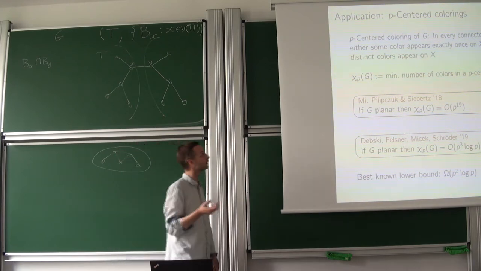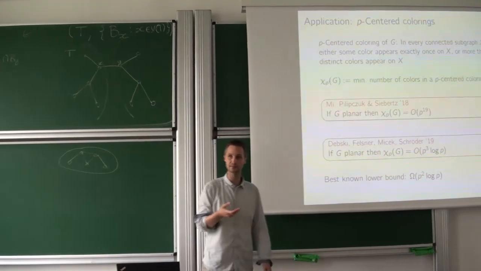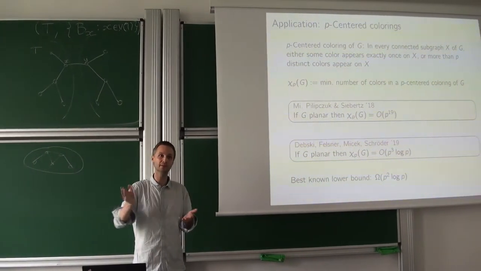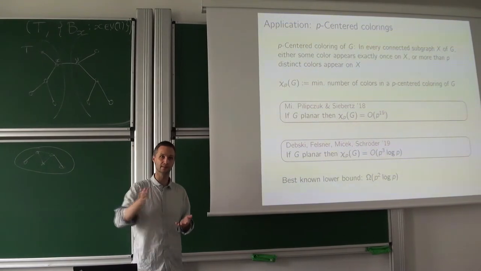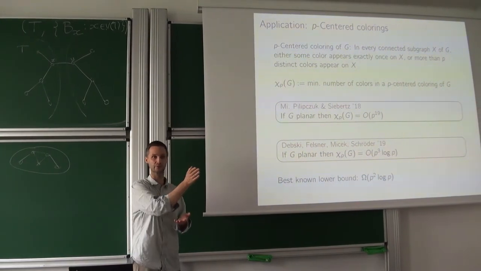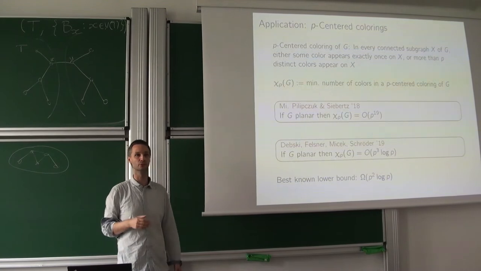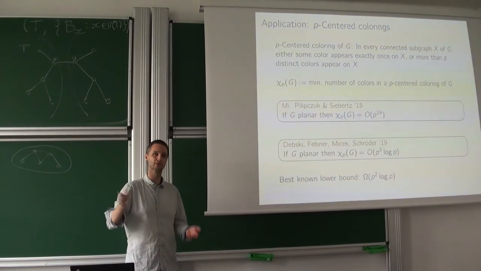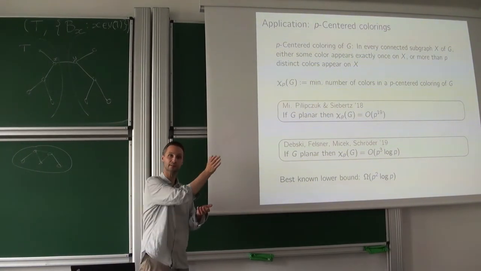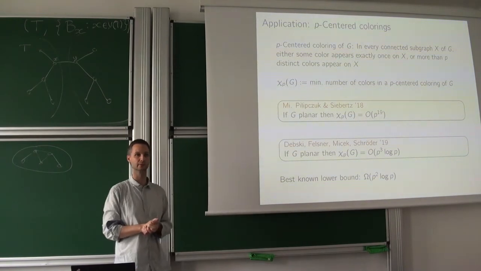Now, the idea of p-centered colorings is to define a family of graph invariants that relax tree depth, that give you lower bounds on tree depth, and when you increase p and let p go to infinity, you get tree depth back.